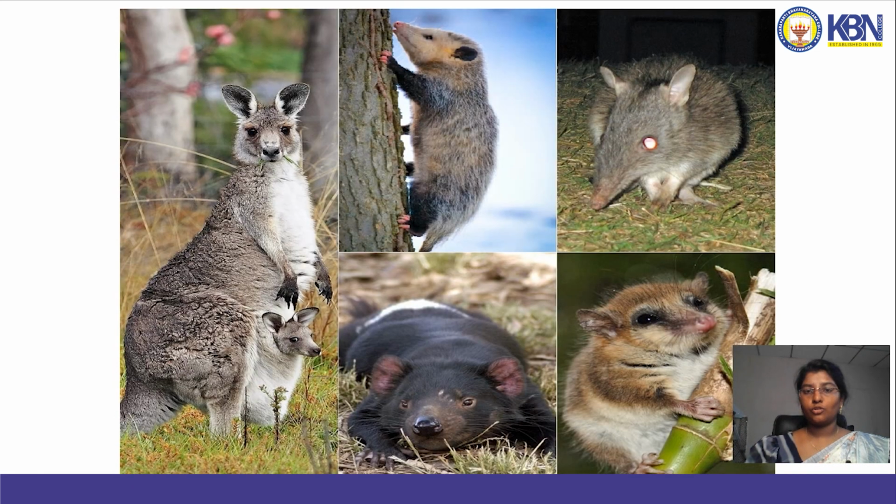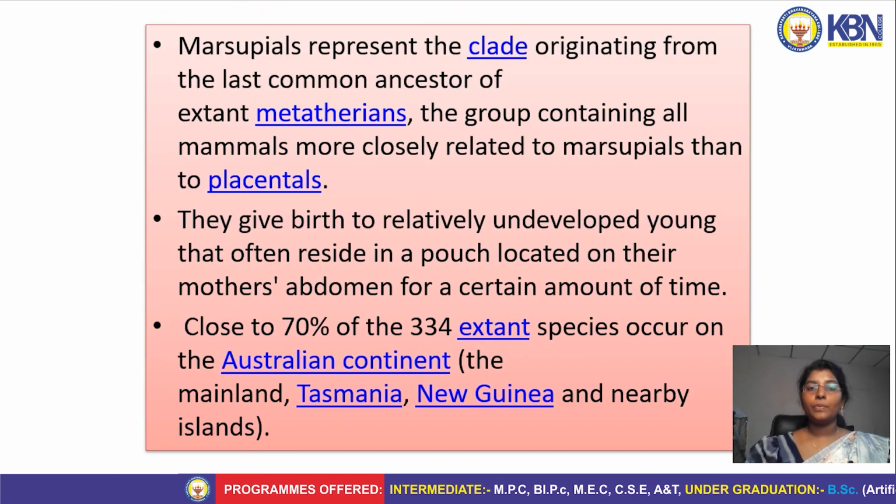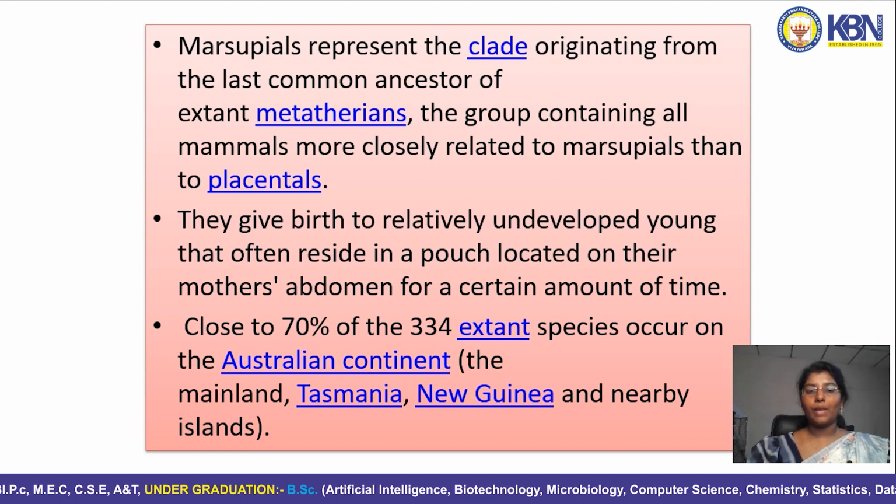These are the marsupials class. In this first photo we can observe the babies are carried in a pouch-like structure. In their abdomen region, they have a pouch-like structure in which they carry their babies. Marsupials represent the clade originating from the last common ancestor of extinct metatherians, the group containing all mammals more closely related to marsupials than to placentals.